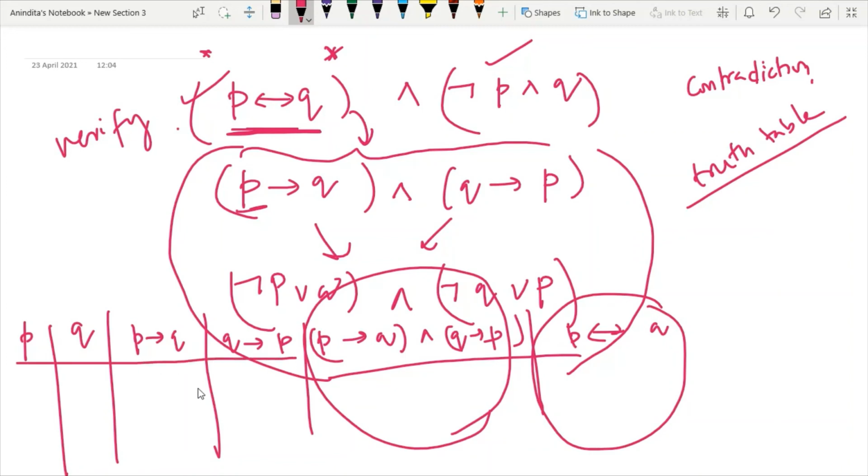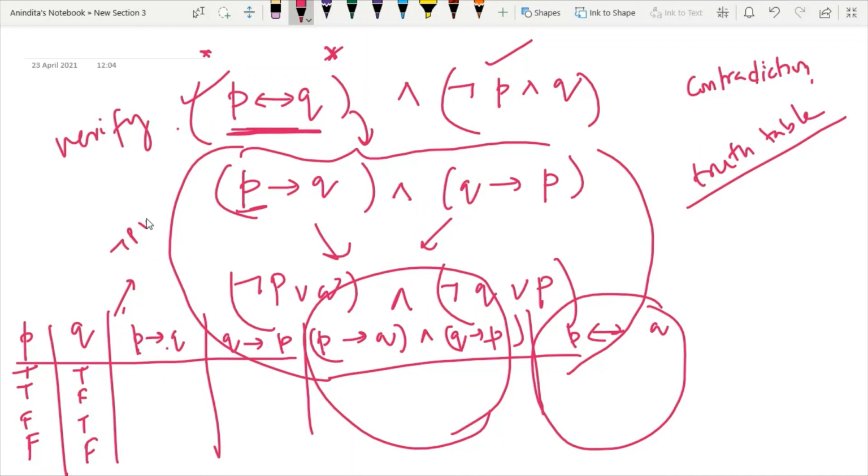So how could I prove this? How many combinations will be there for P? True, true and false, false. And for Q, true, false, true, false. So P implies Q. P implies Q means what?